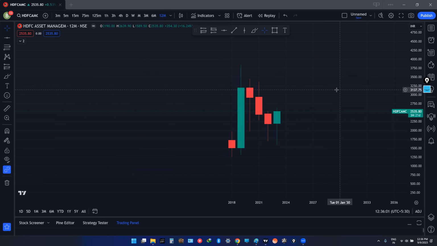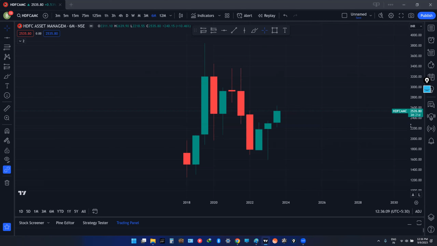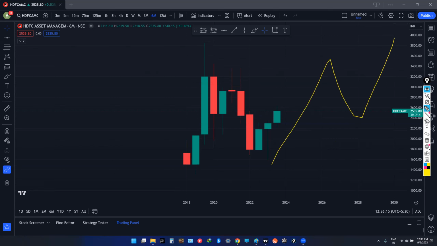If you want smaller returns for smaller time, you shift to a smaller time frame. Suppose from yearly I go to half yearly here. In half yearly, as of now I cannot see any uptrend that I can draw. At most, what I can see is that this was my first part, second part, third part, it did not go up, it came down. Again I cannot see something like that.